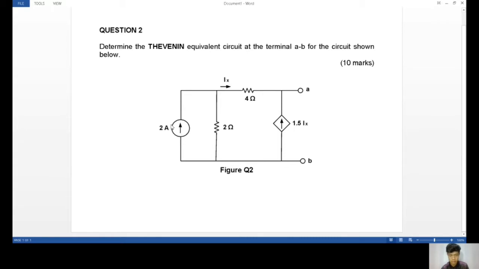In this circuit, there is an independent source and one dependent source. If there is a dependent source in the circuit, we cannot find the RTH directly. So we need to find the VTH and I short circuit. The VTH will be obtained here and I short circuit will be obtained at the loop here. Next we will look at the calculation.